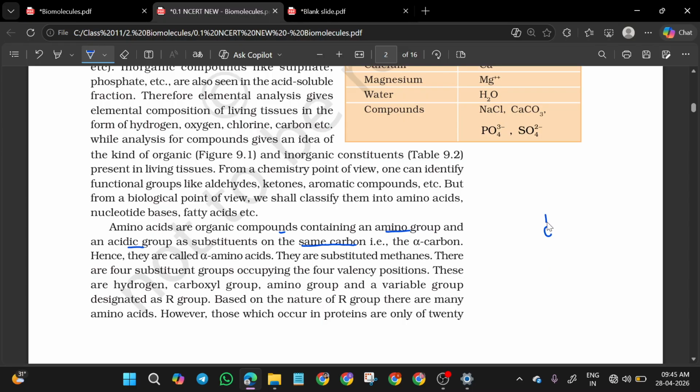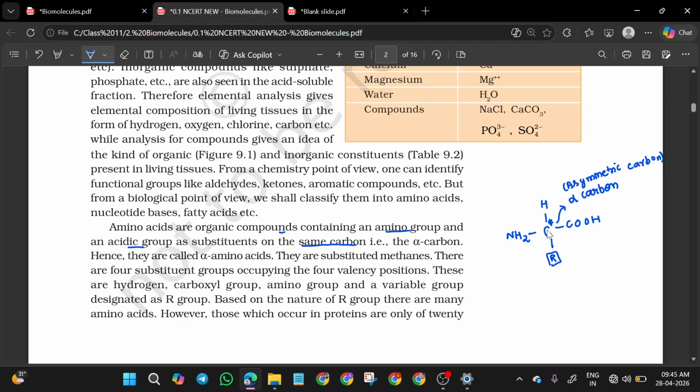Suppose around the same carbon there are 4 different atoms: hydrogen, NH2 on one side, COOH on one side, and then we'll be having the R group. So when 4 different groups are around one carbon, this carbon is called the alpha carbon, and a carbon with 4 different functional groups is called an asymmetric carbon. You will learn these things in your chemistry. So asymmetric carbon is going to show optical activity.